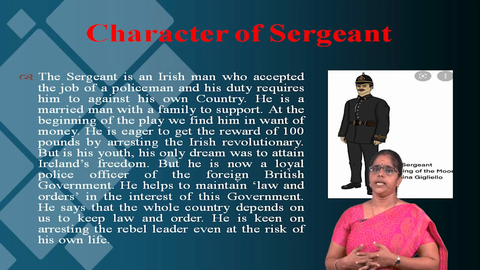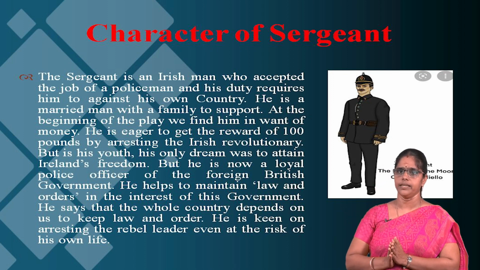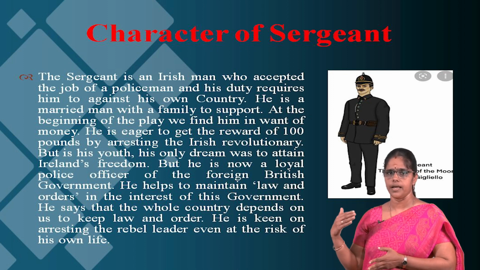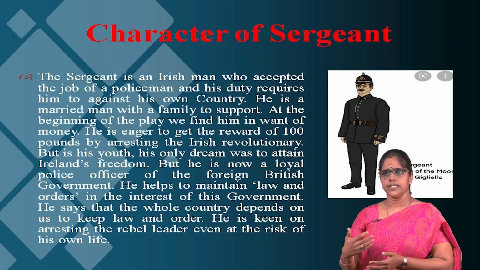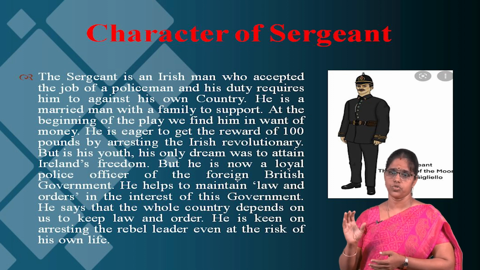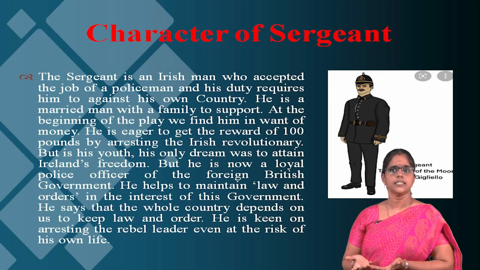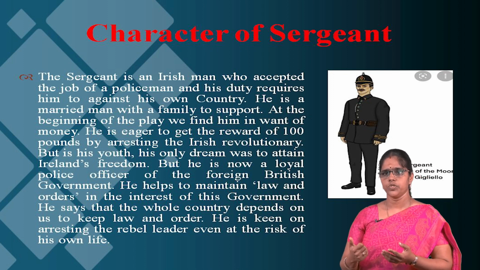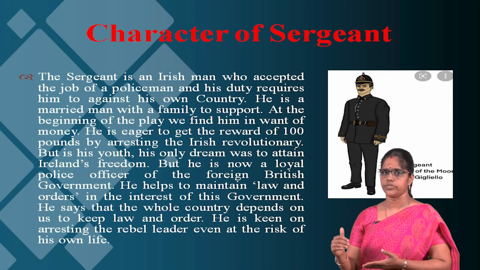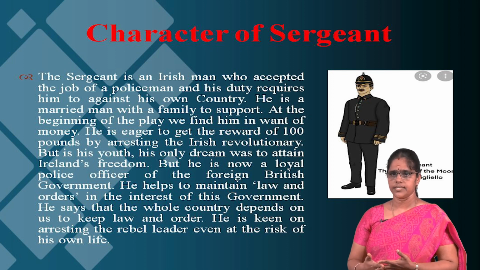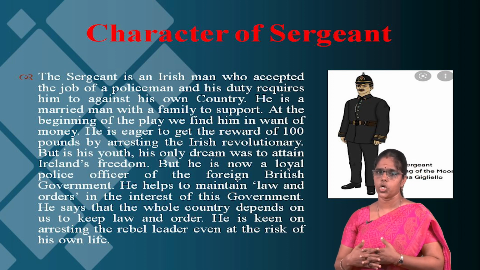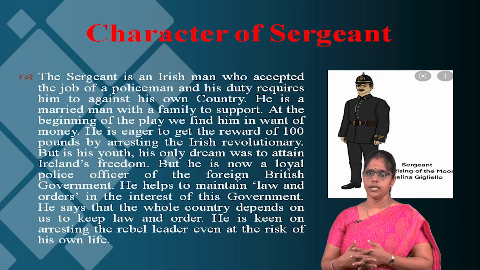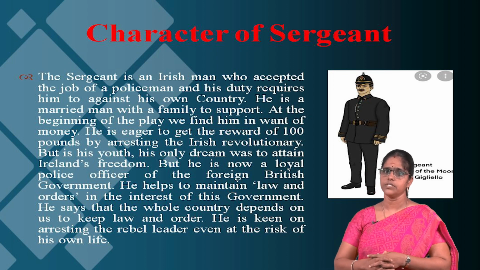He is a married man with a family to support. At the beginning of the play, we find him in want of money, so he is eager to get the reward of £100 by arresting the Irish revolutionary. In his youth, his only dream was to attain Ireland's freedom, but he is now a loyal police officer of the foreign British government. So he helps to maintain law and order in the interest of this government. He says that the whole country depends on us to keep law and order. So he is keen on arresting the rebel leader even at the risk of his own life.